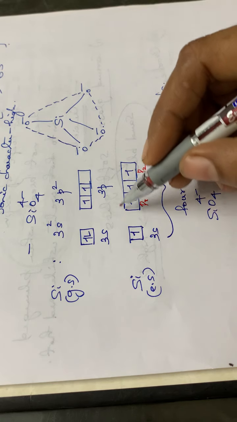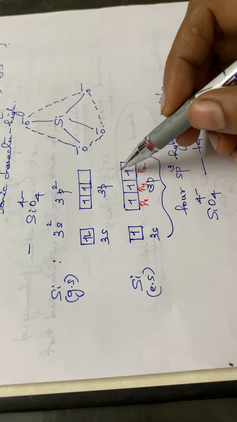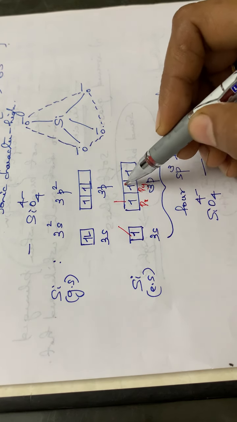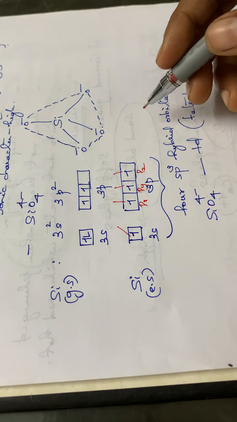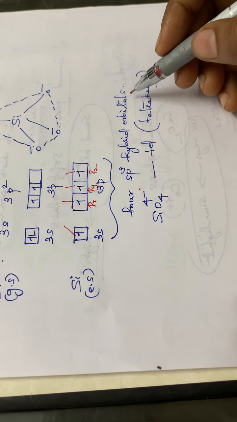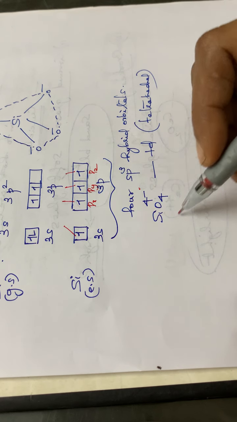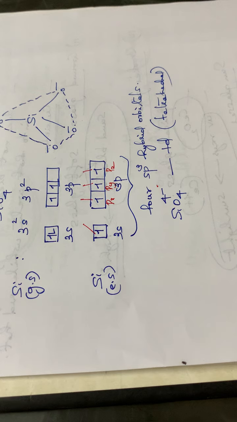So these are the 4 sp3 hybrid orbitals: 1, 2, 3, 4. These 4 hybrid orbitals combine with 4 oxygen atoms, and therefore the compound will be SiO4 4 minus.